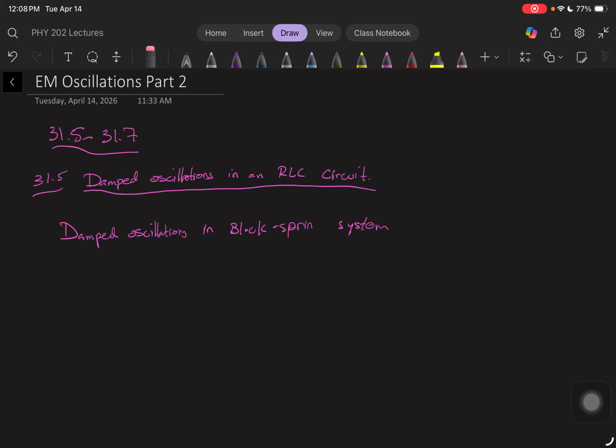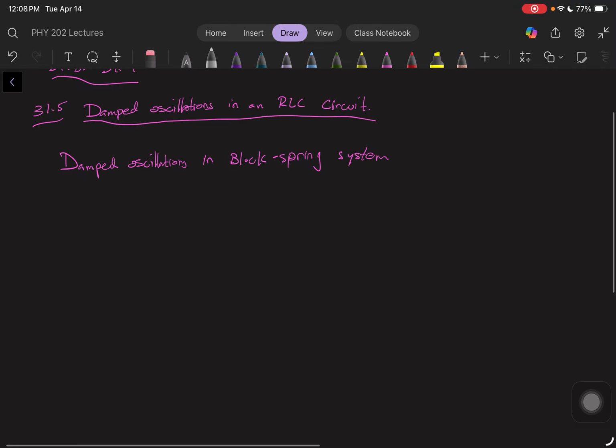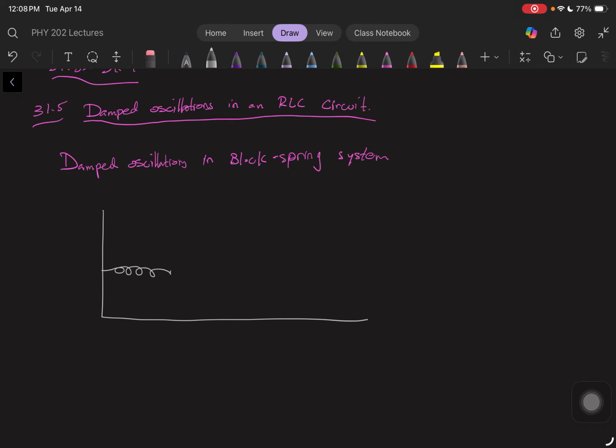That's the worst G I've ever drawn. And so let's get a good picture of what's going on here. Let's say we have a block and a spring, M, K.